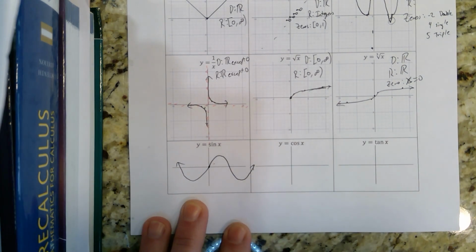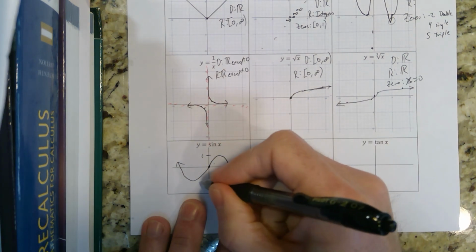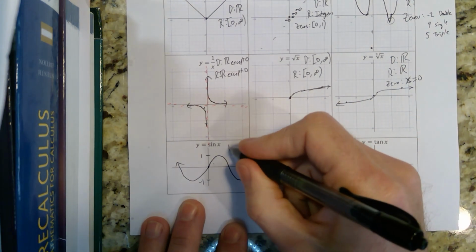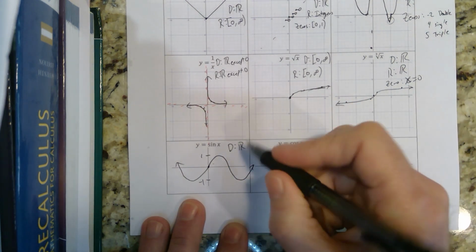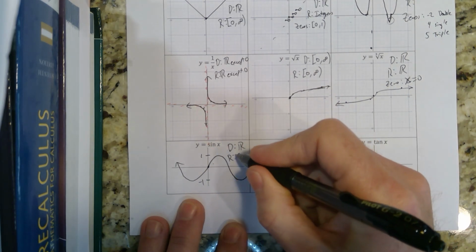So there's our sine graph. Remember, our max right there is 1. Our min right there is negative 1. So domain, all reals. Range, we're bounded from negative 1 to 1, inclusive.